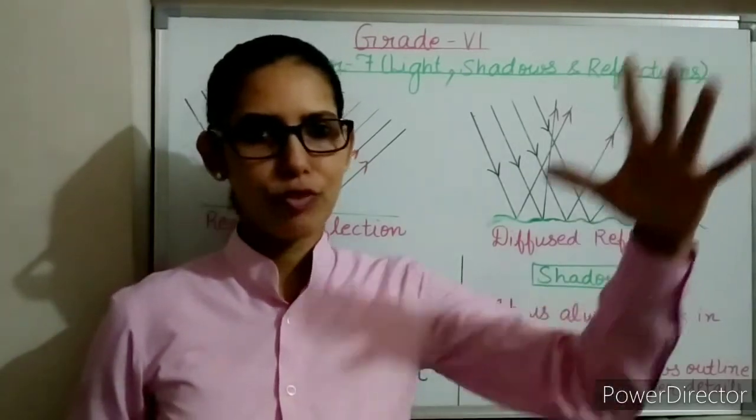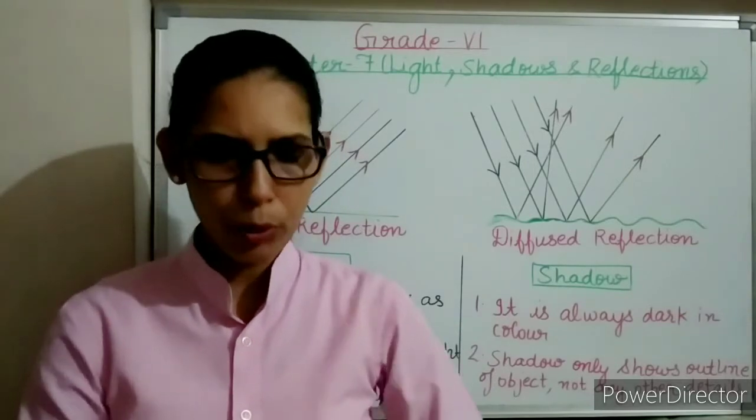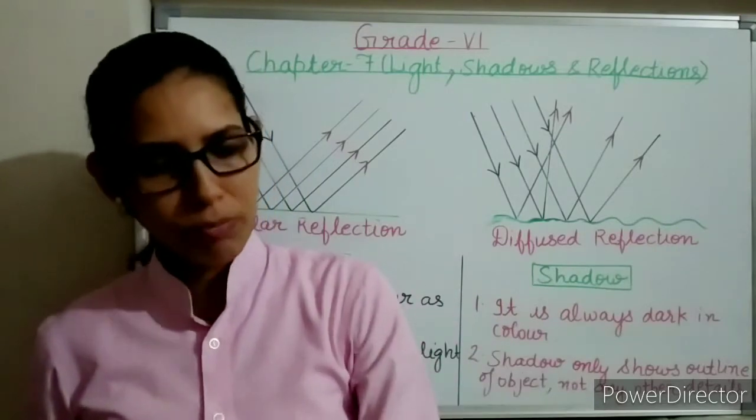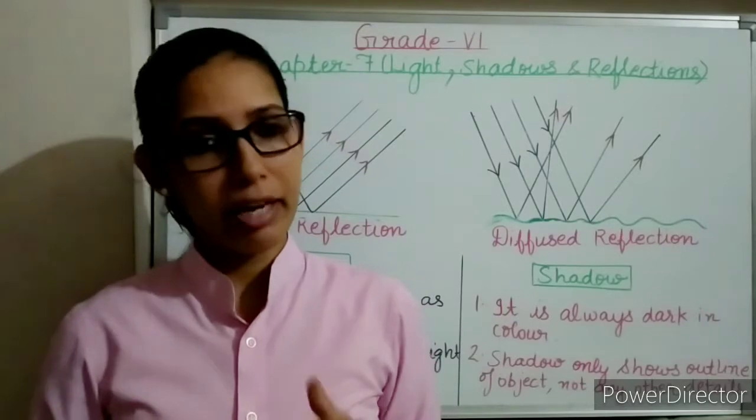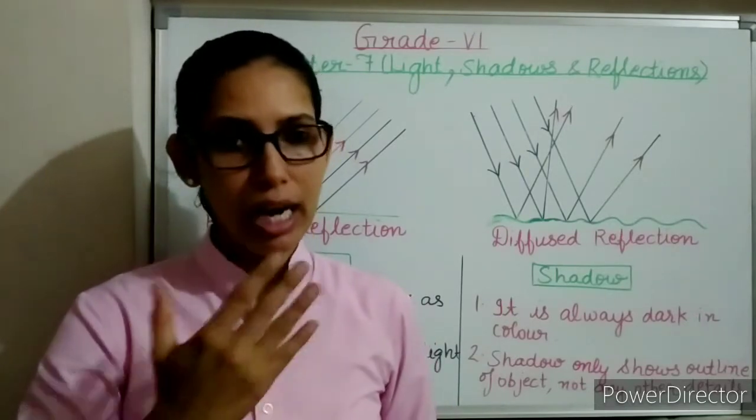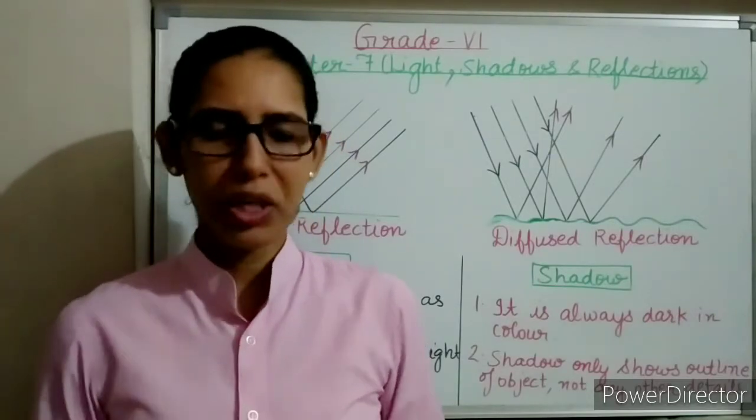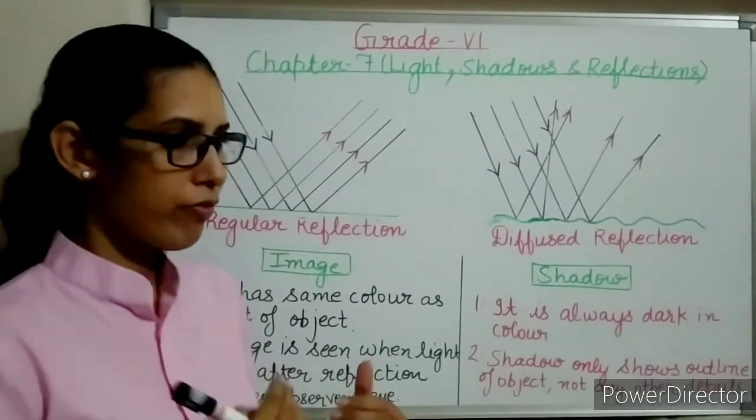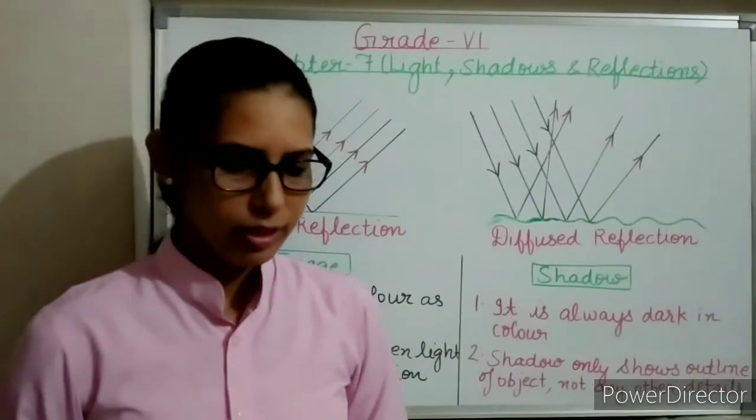When the light rays fall on a non-luminous object, let's say there is a table in the room, that object reflects the light. And when that reflected light reaches our eyes, then we are able to see that non-luminous object. Now, what is this reflection of light? Reflection of light simply means bouncing back of light.